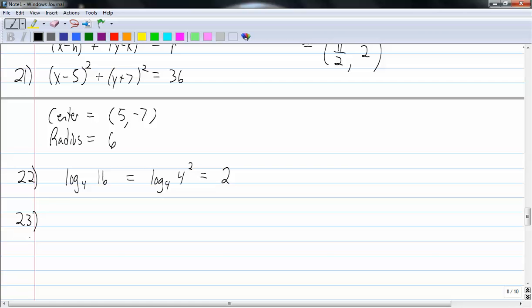Number 23. Log base 5 of 5. Well, they already match up. So the answer is the power. The answer is just 1. Alright, so the answer for number 23 is A.